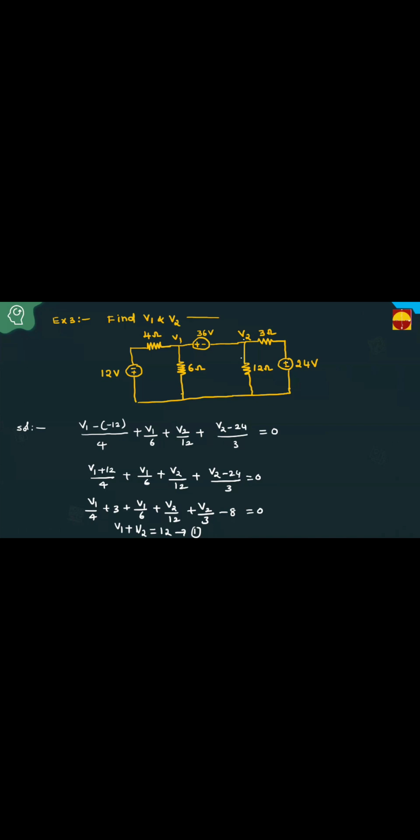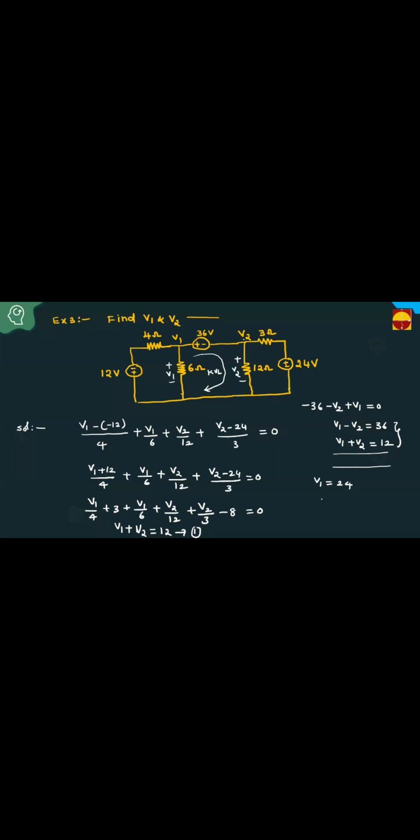Next. Now, this is supernode analysis. Plus minus V2, plus minus V1. Apply KVL here. Positive to negative: minus 36 minus V2 plus V1 equal to 0. Then V1 minus V2 equal to 36. What is V1 plus V2? V1 plus V2 equal to 12. Solve these two equations. By solving these two equations, 2V1 equal to 48. Then V1 equal to 24.